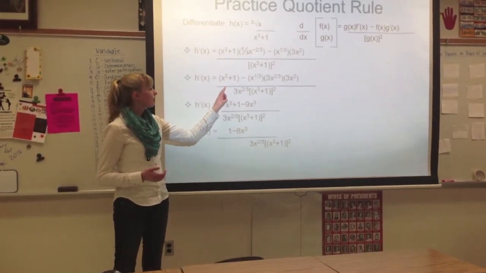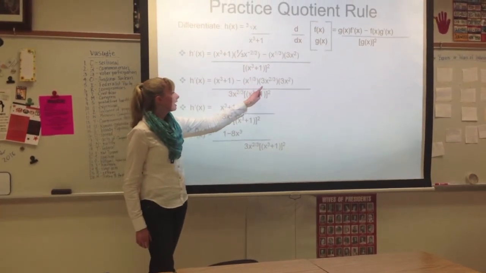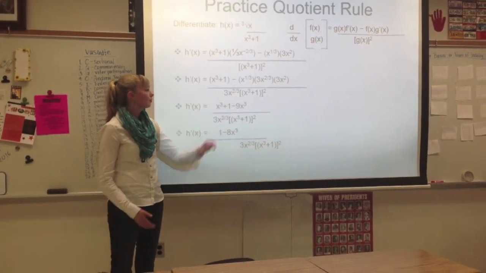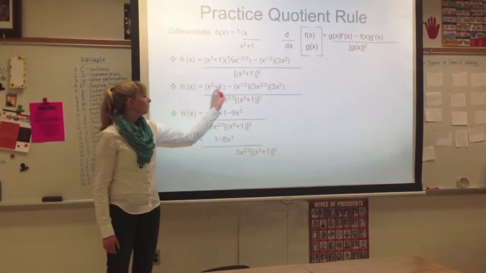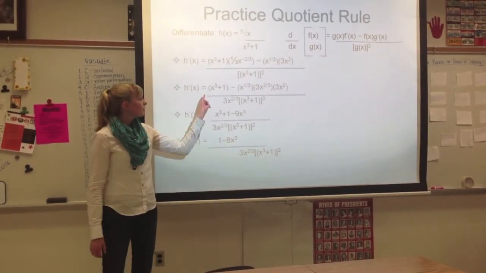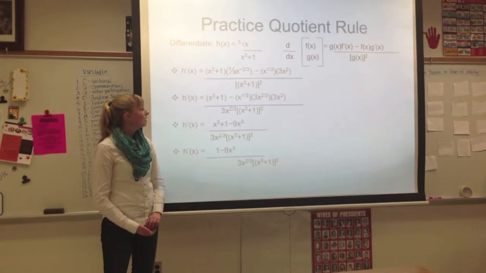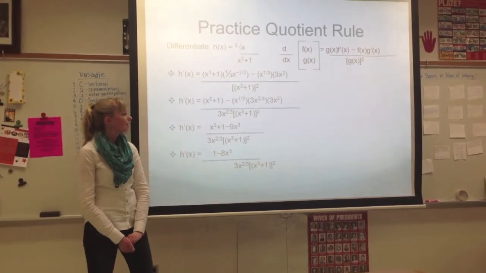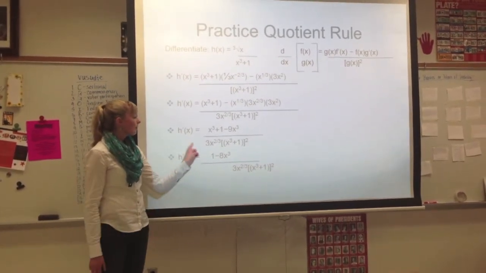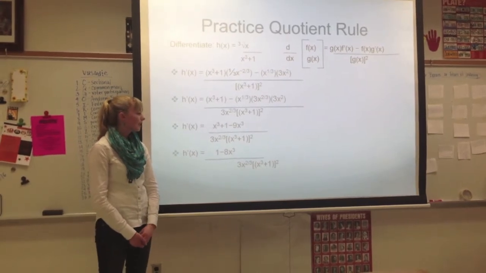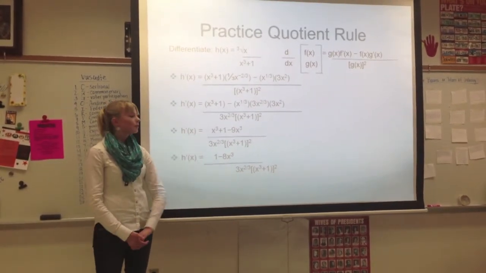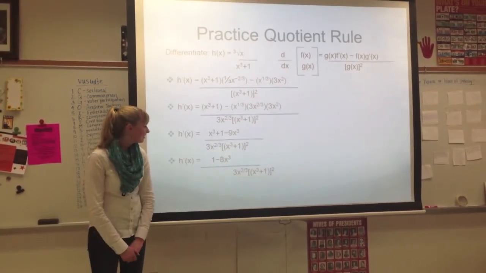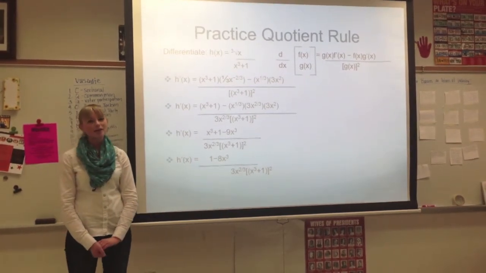And you get x cubed plus 1 minus x to the 1/3 times 3x to the 2/3 times 3x squared, all over 3x to the 2/3 times x cubed plus 1 squared. And then you multiply all this out, and you'll get x cubed plus 1 minus 9x cubed, because when you multiply x to the 1/3 times 3x to the 2/3, you get 3x, and then times 3x squared, you get 9x cubed. And then all of that is going to be over 3x to the 2/3 times x cubed plus 1 squared, and then you combine like terms in your numerator, and you get 1 minus 8x cubed all over 3x to the 2/3 times x cubed plus 1 squared.